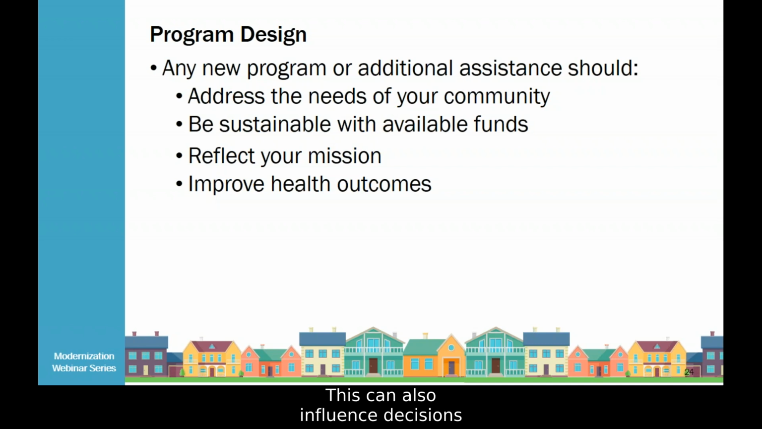It can also influence decisions that you make on how you run your program, from intake, to taking in new program participants, through the participation of someone in the program, and then even helping people move on to different housing opportunities, or in very rare circumstances, if you have to terminate someone's participation in a program.